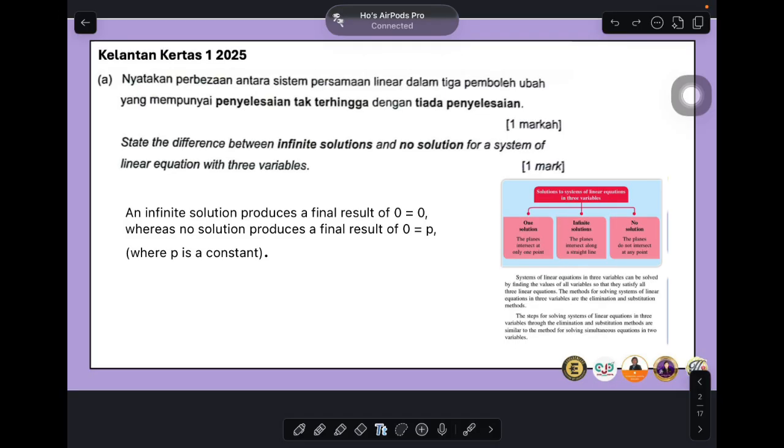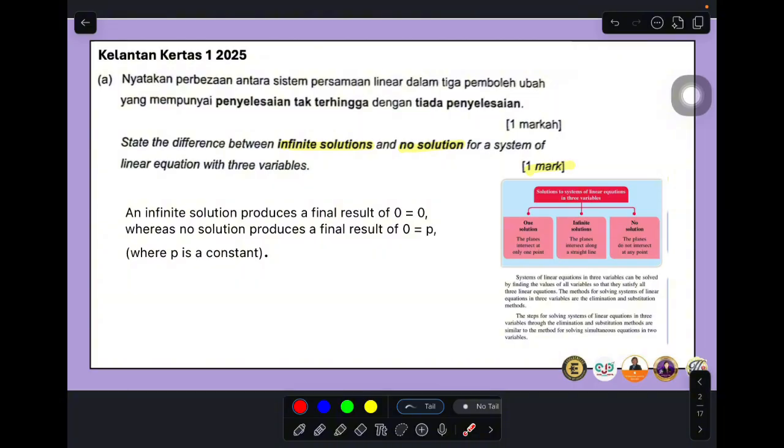Hi everyone, today we're going to discuss the trial exam from Kelantan State, paper 1, the topic which is system of equations, alright? So this question is about stating the difference between infinite solutions and no solutions. It's only a 1 mark question, soalan 1 markah sahaja, meaning that you only state the difference.